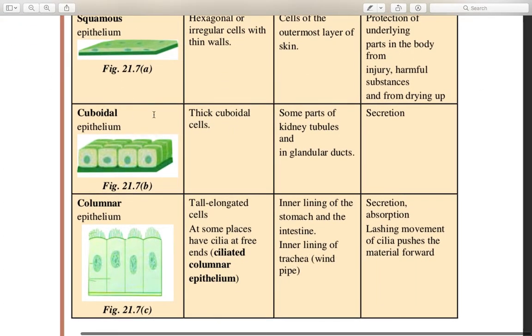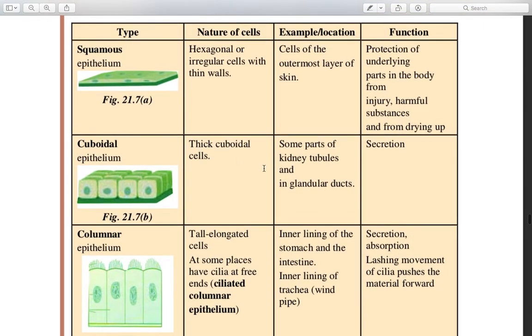The second one is cuboidal epithelium. Cuboid is basically a cube-like structure. This is the shape, and the nature of the cells is thick cuboidal, cube-shaped cells. An example is some parts of kidney tubules and glandular ducts. Kidney tubules: one of the main functions of the kidney is to remove the waste product in our body. Inside the kidney there will be tubules, tube-like structures. So some parts of the kidney tubules contain cuboidal epithelium tissues.